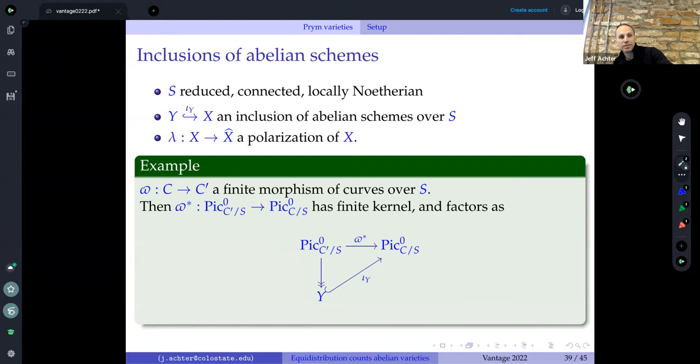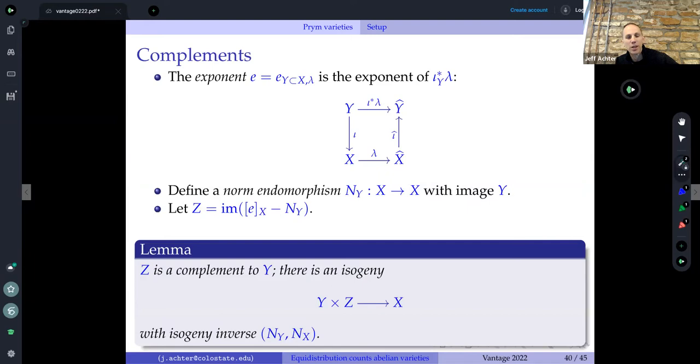Attached to this data, there is an exponent. So I pull back the polarization of X by this inclusion. And this is a map whose kernel is a finite group scheme, killed by some number, and that number is E. And then you can define an endomorphism, a map from X to X, which projects onto Y. And you can let Z be the image of multiplication by E minus this endomorphism.